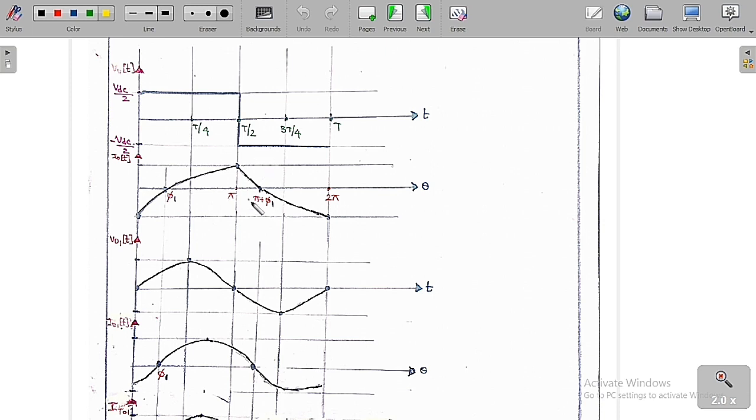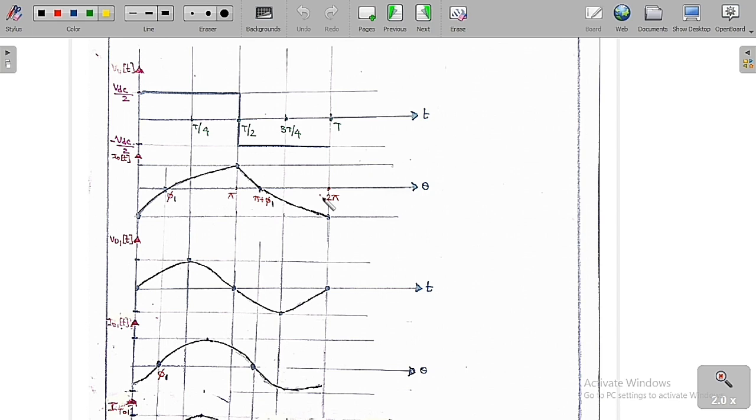Whereas from pi to pi plus phi 1, here you can see clearly the voltage is negative and the current is positive. So voltage negative and current positive means D2 is connecting. Whereas from pi plus phi 1 to 2 pi, the voltage is negative and the current is negative. So both are negative means simply S2 is connecting.